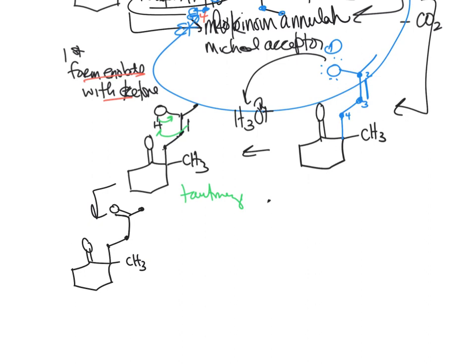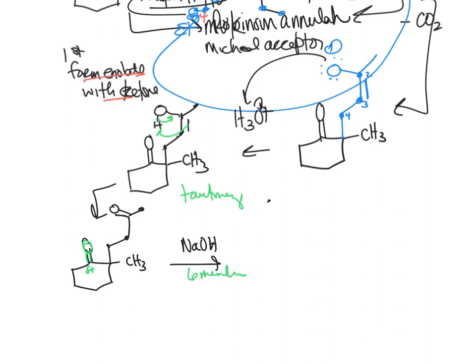And now you still have base, and it's going to form a ring. And this is going to be now your electrophile. Okay, so this ketone that was your nucleophile is now your electrophile, and we're going to form a six-membered ring.